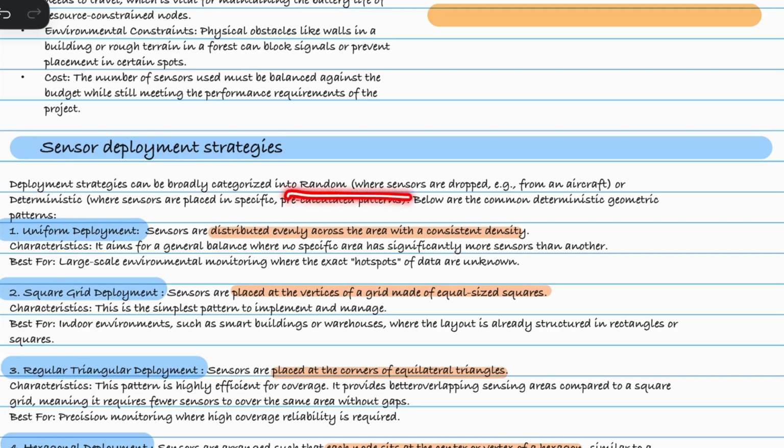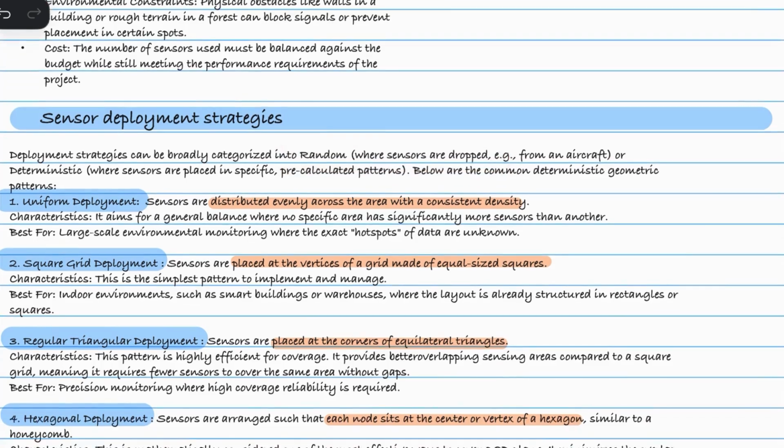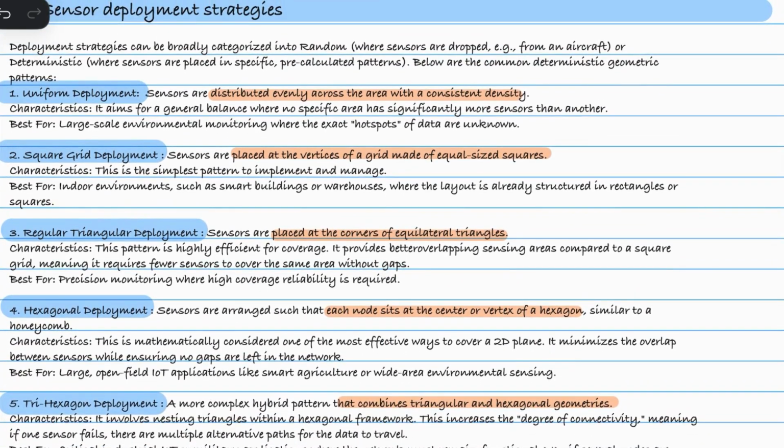Alright, so first we'll talk about the random strategy, what random deployment is. These are the types of random deployment. First we have uniform deployment. It is the broad strategy where sensors are distributed evenly across an area to maintain steady density. It's best when you are monitoring a massive ecosystem like a vast forest, where you have no idea where a hotspot or an event like a fire will start. So you spread your bets evenly.